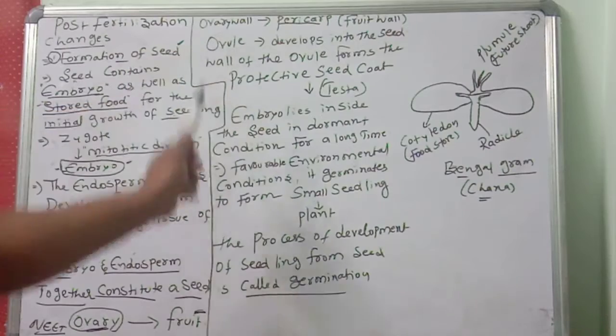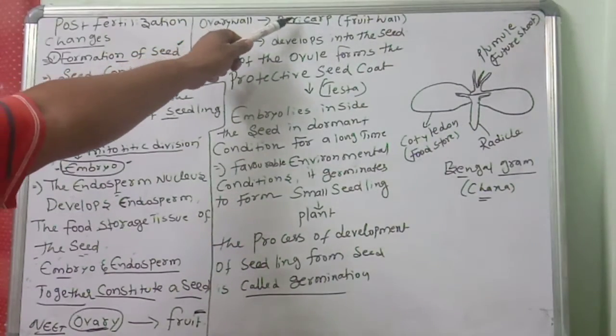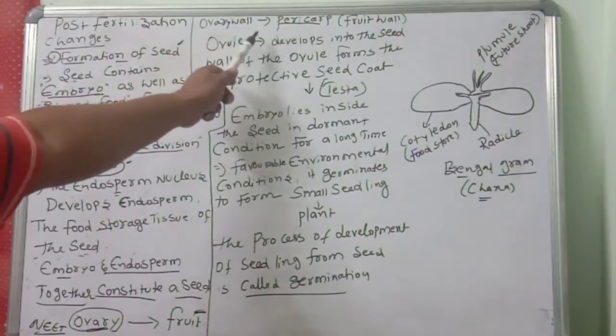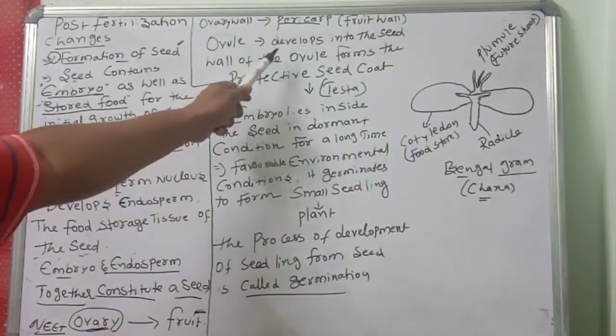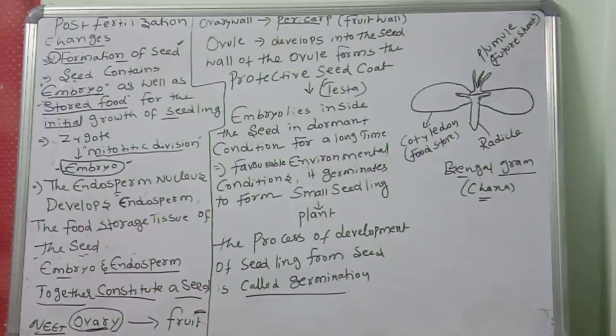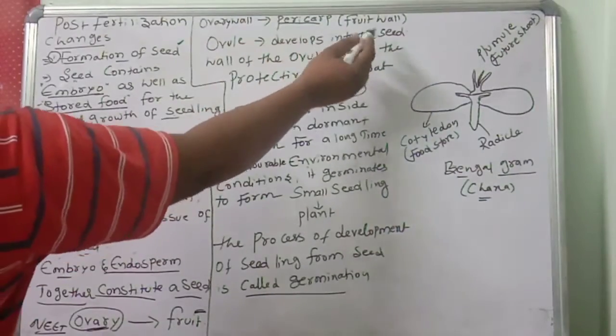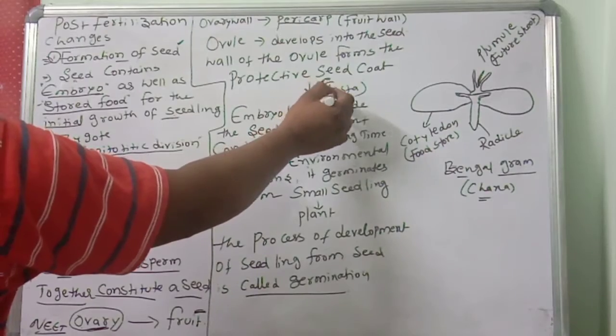Then the ovule develops into the seed. Once again, the ovary develops into fruit, and the ovary wall develops into pericarp or fruit wall. Ovules develop into the seed. The wall of the ovule forms the protective seed coat, that is called testa. So the ovule develops into seed, and the wall of the ovule forms the protective seed coat, called testa.